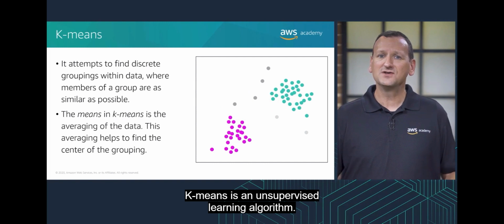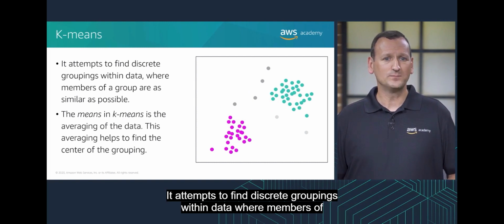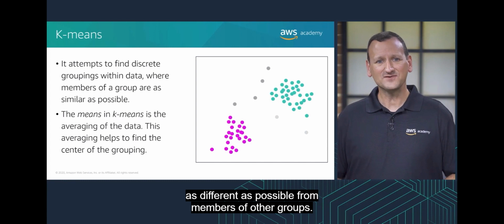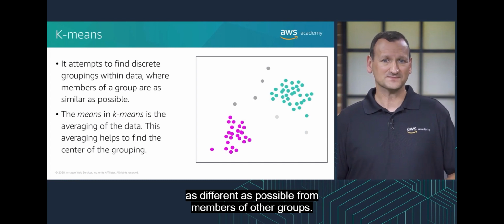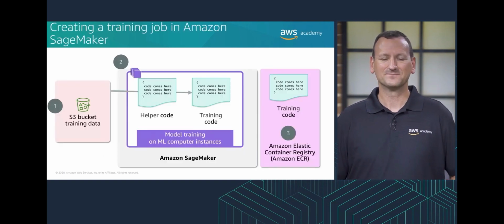K-means is an unsupervised learning algorithm. It attempts to find discrete groupings within data where members of a group are as similar as possible to one another and as different as possible from members of other groups. You define the attributes that you want the algorithm to use to determine similarity.